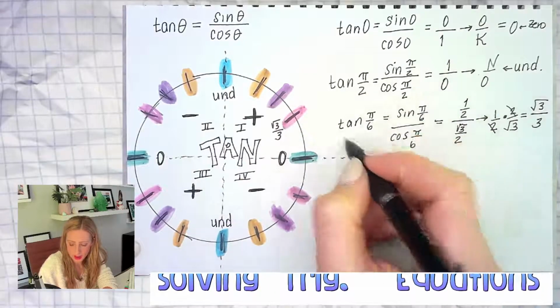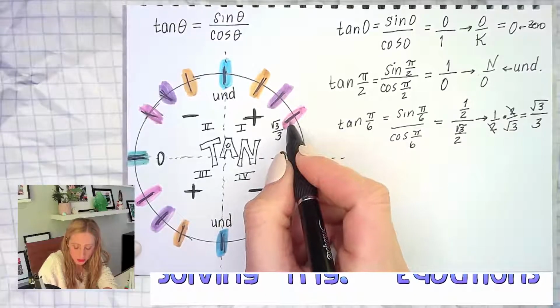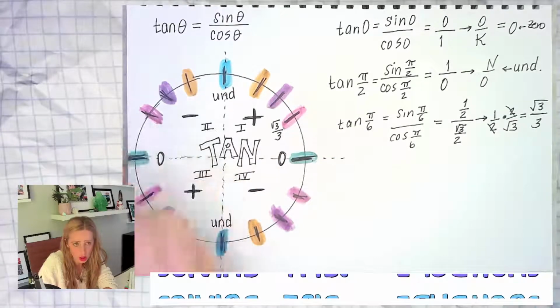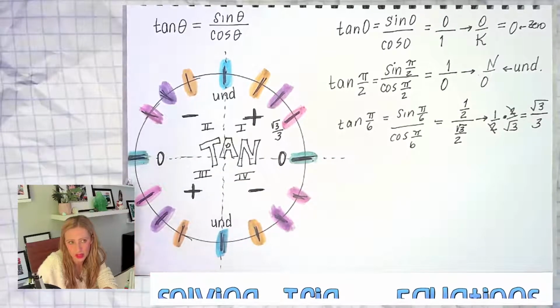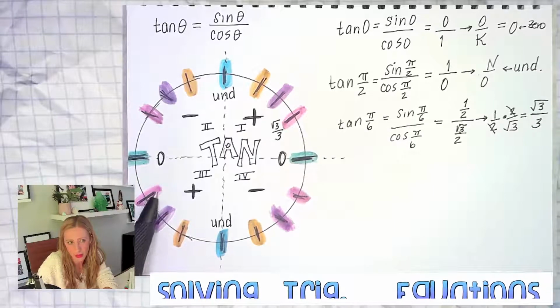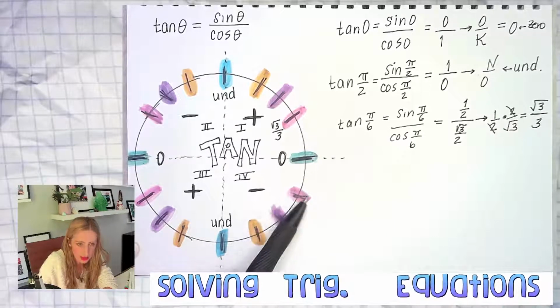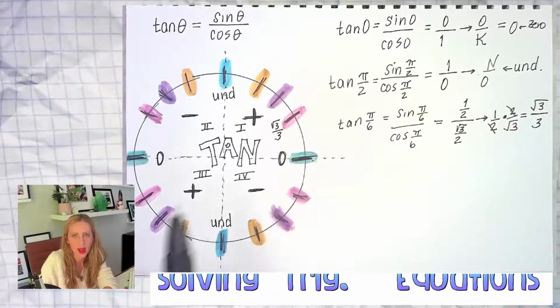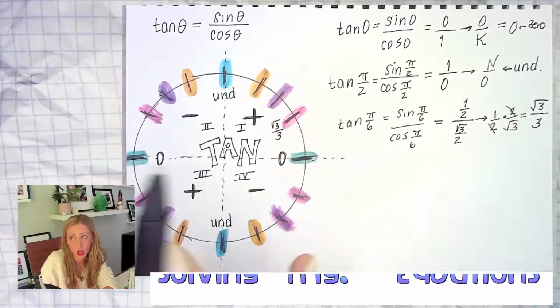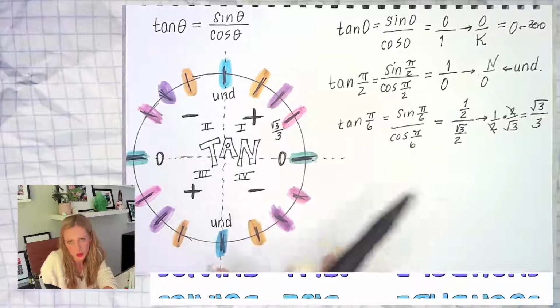Now I'm going to go ahead and do a tan. So instead, this is pi, root 3 over 3. Tangent here will just be negative root 3 over 3. Here it's positive, so positive root 3 over 3. Here it's negative, so it's negative root 3 over 3. All the pink have the same answer. So the only thing that would change is whether it's positive or negative.